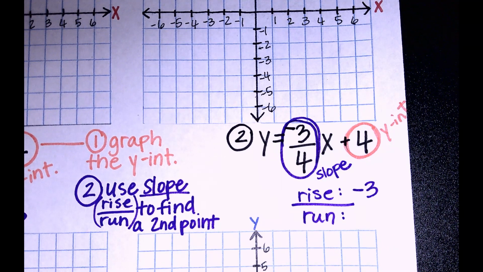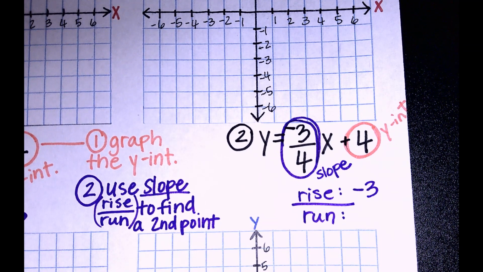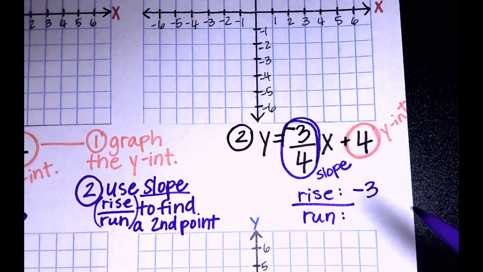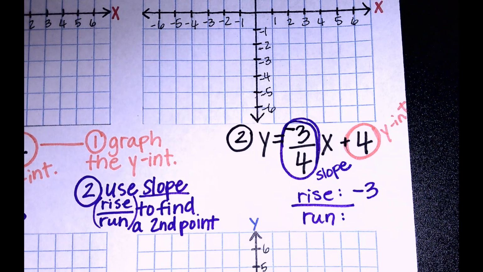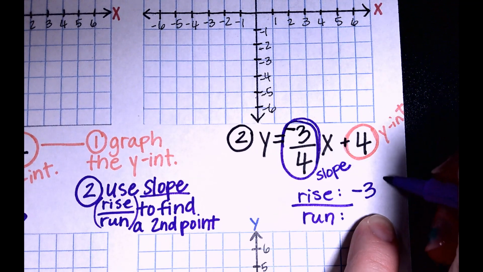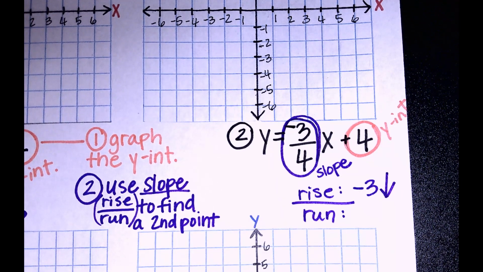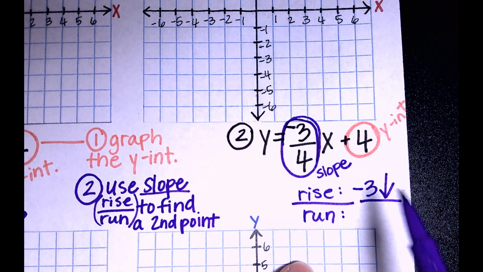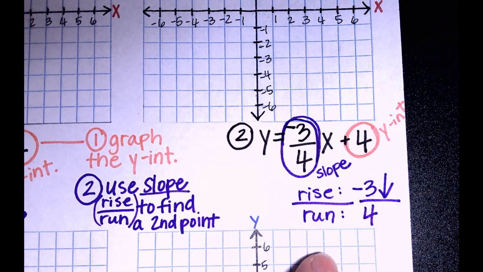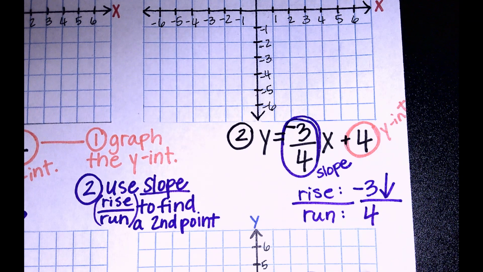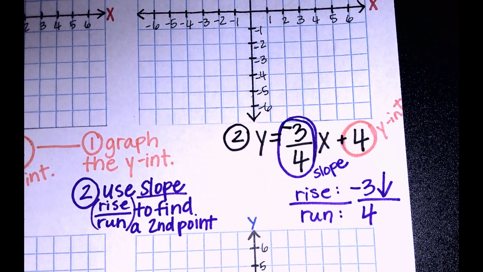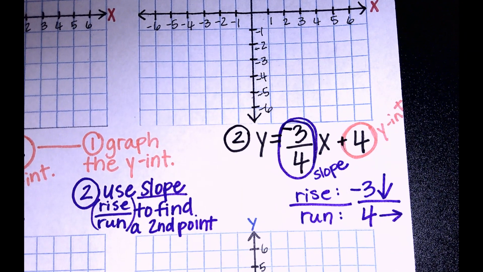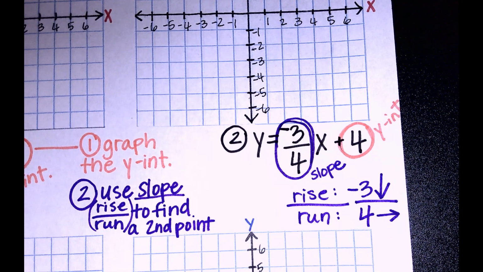In the last one, our rise was +1. Since it was +1, we went up 1. Now we have -3. So instead of going up 3, just like Alexis just said, we're going to go down 3 because it's negative. So I'm going to draw a nice little down arrow to help me remember that. And then what's our run? 4. And our run is positive, so we're going to move towards the positives in the x direction. We're going to go to the right, just like in the last one. So -3 is my rise, my run is 4.